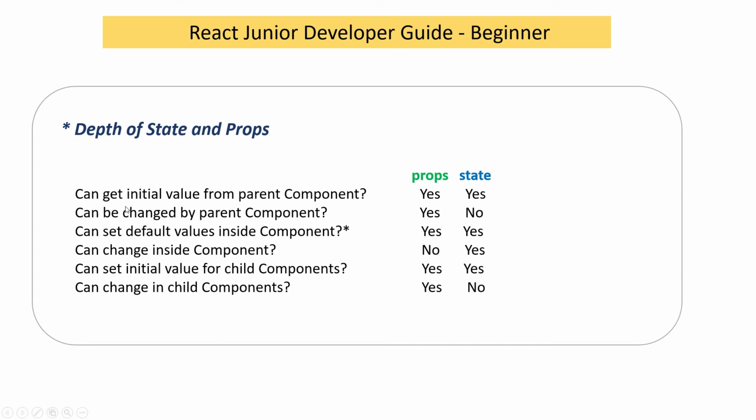Both state and props can get an initial value from the parent component. Yes, the props can get all this information from the parent, as you can see in the demo that I showed in the code, and state can also do that, and can be changed by the parent component. Yes, if the parent component is changed, then the props will change, because they get all the information from the parent. Both can also set default values inside the component. So both have these features.